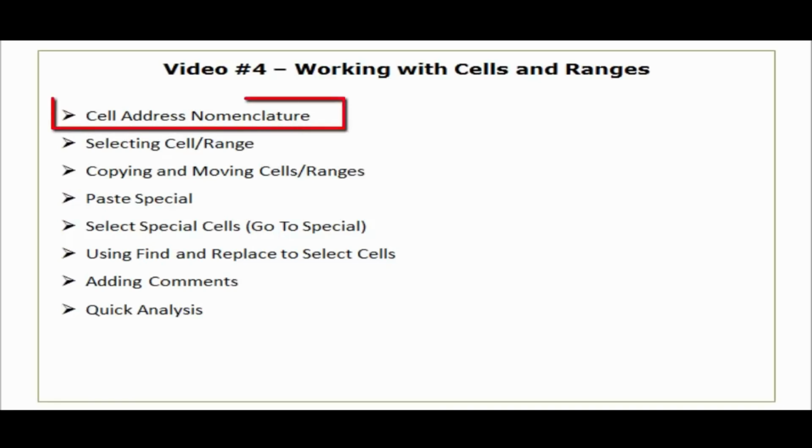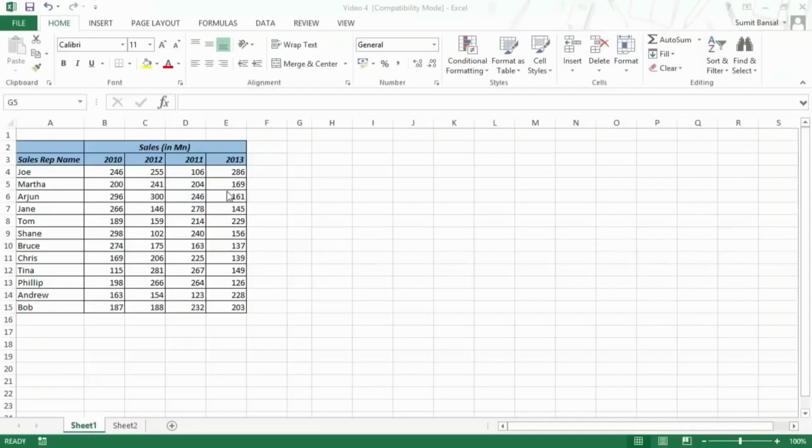Let's get started by first understanding the cell address nomenclature. In Excel, every cell has an address. So for example, if I select this cell, then this would be in column B and in row number 17. So this cell would have the address B17. Similarly, if I go to some other cell, say this cell, then this would be K14 because this is in column K and row number 14.